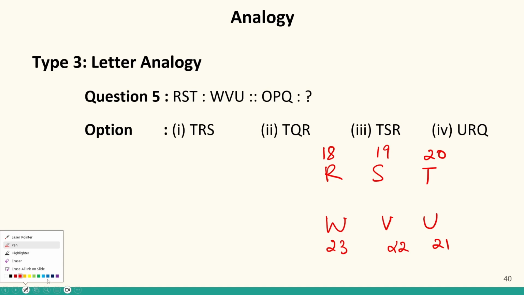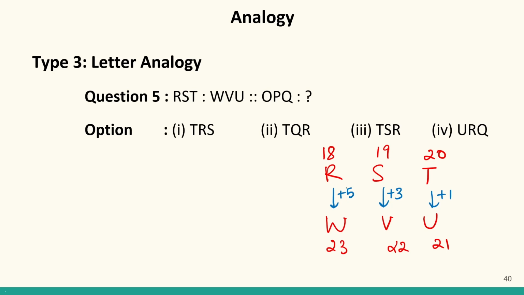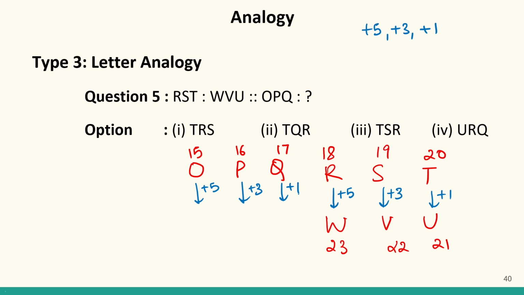So here if I have to find the logic, I am moving plus 1 over here, moving plus 3 over here, and here I am moving plus 5. So basically we are going plus 5, plus 3 and plus 1. This is the logic that is being followed. So we would have to do the same thing for OPQ, right? The position of O is 15, the position of P is 16 and the position of Q is 17. We would have to move 5 positions forward, 3 positions forward and 1 position forward.